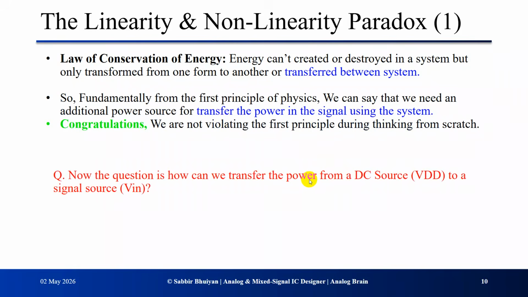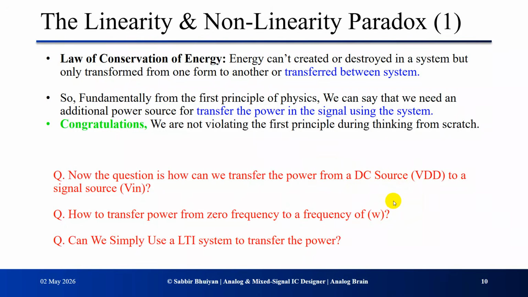But now comes the critical question: how do we transfer this VDD power, which is a DC source, zero frequency, to our signal, which sits at a frequency of omega? So can we simply use an LTI system to do this? The straight answer is no. And this is the paradox at the heart of this lecture. Let me prove it rigorously, starting with what LTI actually means. And where is the paradox? We want a linear time invariant system, we want a linear system, but a linear system cannot transfer power.